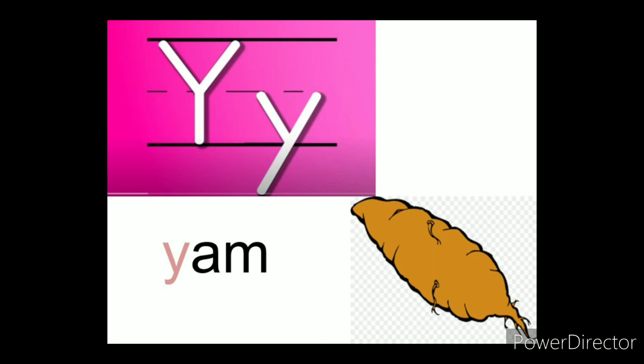This is the letter Y. A big Y and a small y. The sound of Y is Y. Y, Y, yam. Yam is a root vegetable. Y is the sound of the letter Y.